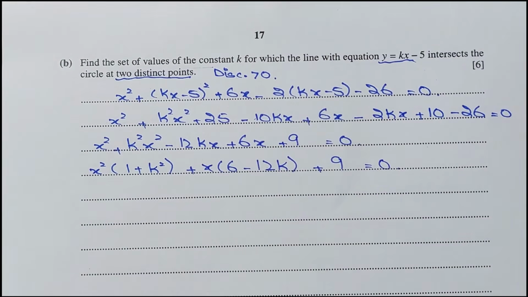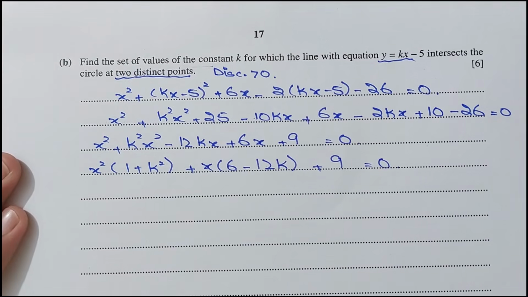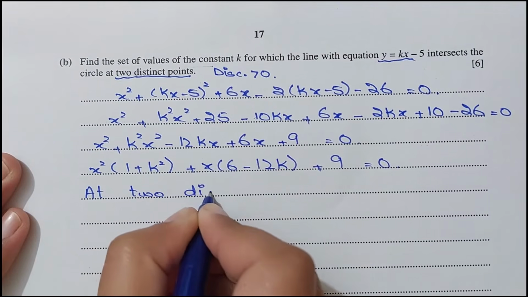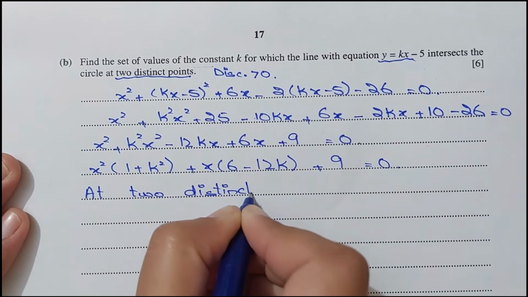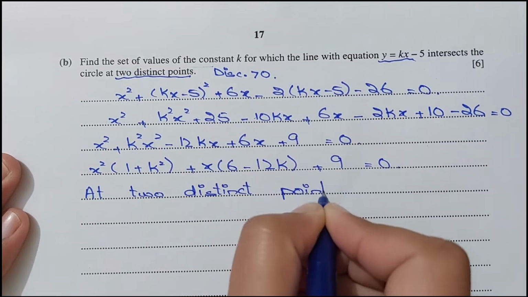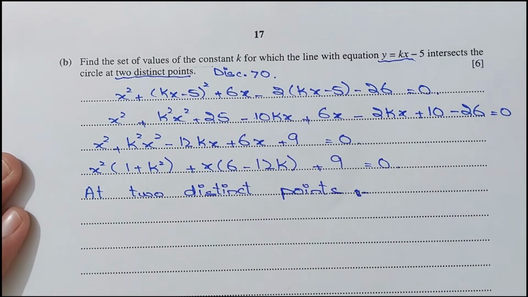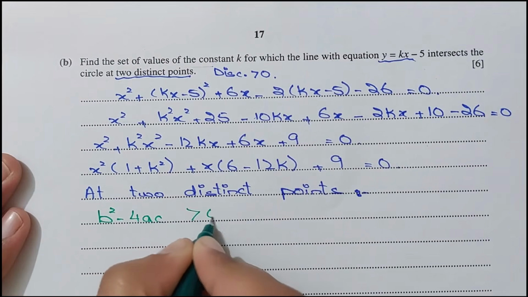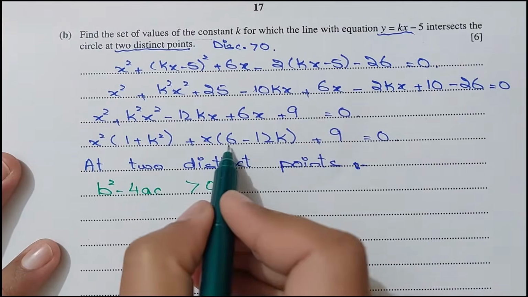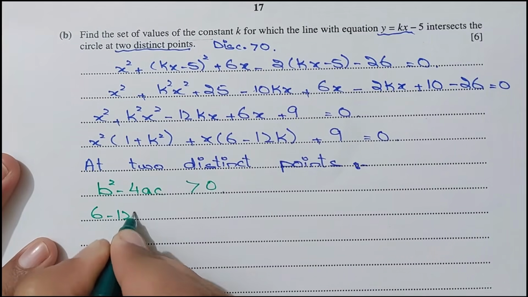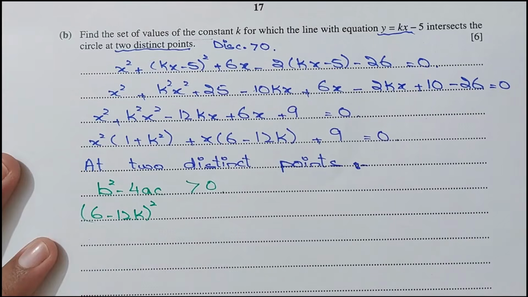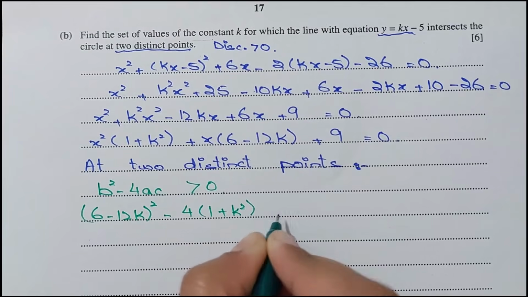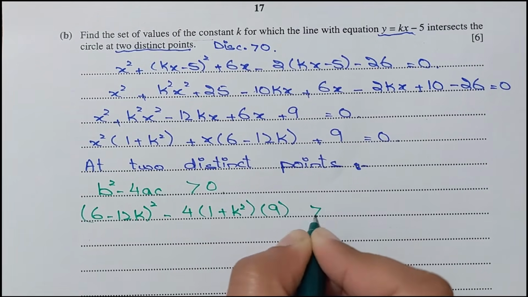Right, okay, now we are given the information that it intersects at two distinct points. It means the discriminant is positive. So we have to find the discriminant, b square minus 4ac, and this must be greater than 0. So this is b, (6 minus 12k) whole square, minus 4, the a value is 1 plus k square, times c, which is 9. This is greater than 0.